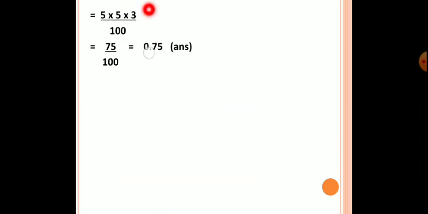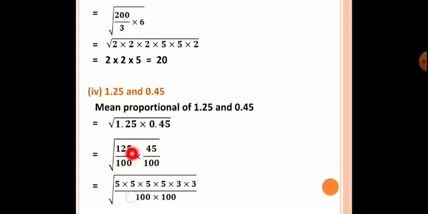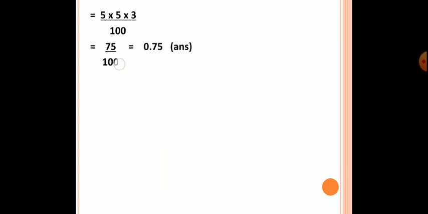Taking the terms out of the roots, in total we have 4 5's. So we'll take 2 5's outside and 1 3 outside. So 5 into 5 into 3, and there were 200 in the denominator, so 100 will come outside. So 5 into 5, 25, 25 3's are 75. So 75 by 100. Now converting this into decimal, we can write it as 0.75. So that's all for this part.